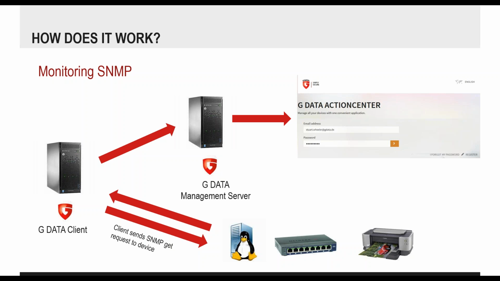All it's doing is sending an SNMP GET request to these devices and collecting that information that we've configured in the Action Center. So we're configuring metrics, which I'll talk about in a second, to collect certain information from that device. The GData client sends an SNMP GET request to receive that information. It is then passed from that GData client to the GData management server and then again to the GData Action Center.